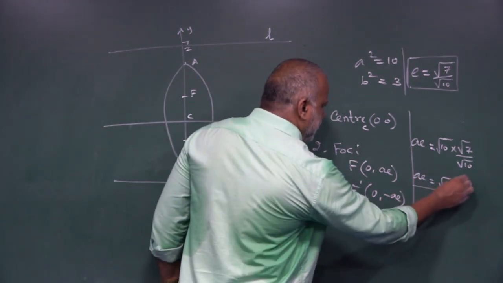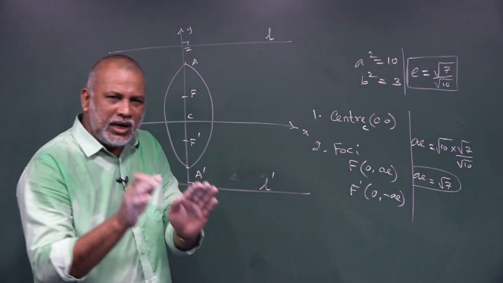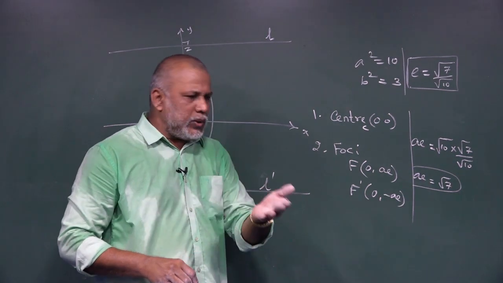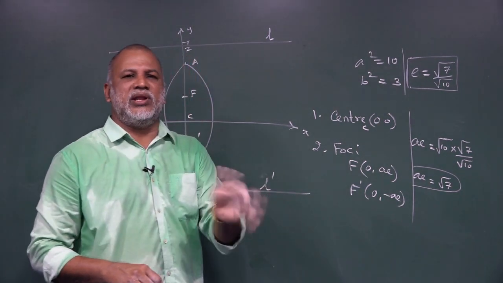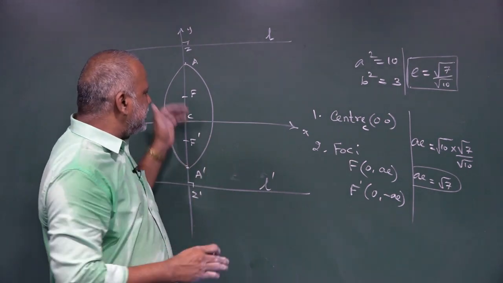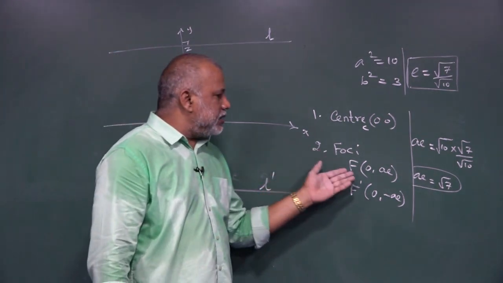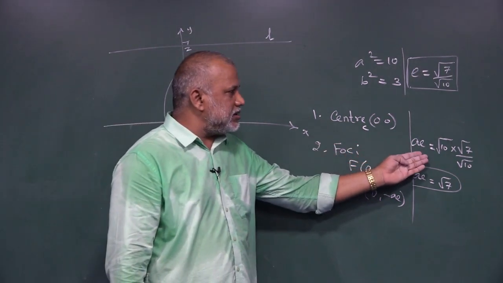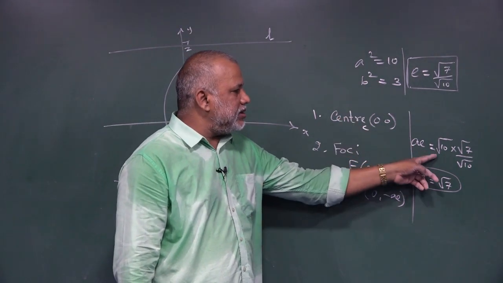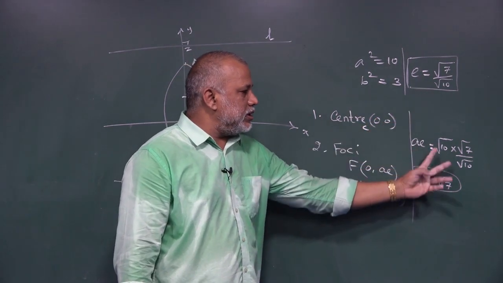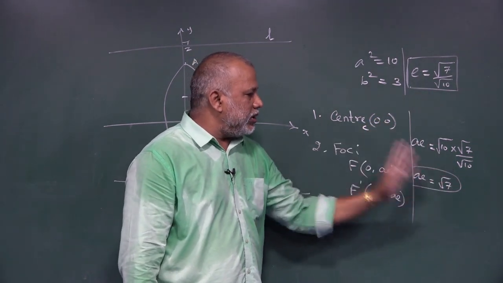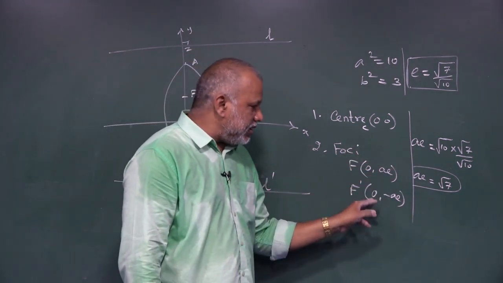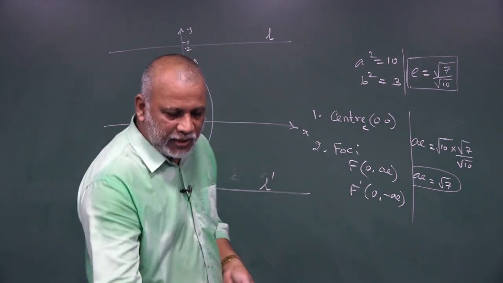So after finding out AE, your work is only to substitute 0, AE, 0, minus AE. You can write foci equal to 0, plus or minus AE also, but I am giving the detailed explanation as per the diagram. So foci 0, AE, 0, minus AE. Use the data AE: A means root 10, E means root 7 by root 10. So root 10 will be removed. AE equal to root 7. Foci are 0, root 7 and 0, minus root 7. This is type number 2.